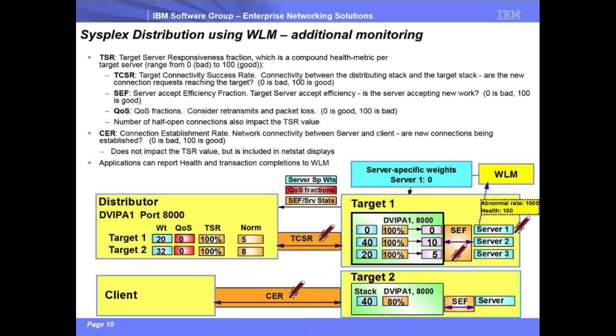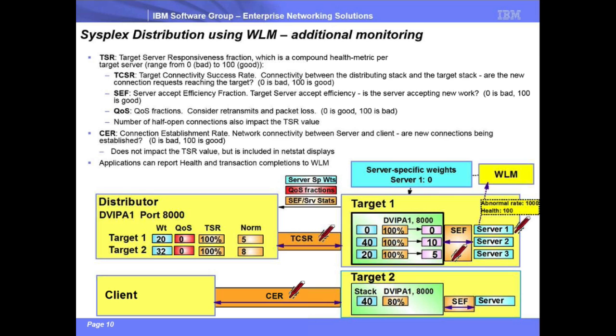In addition, applications, if they're instrumented that way, can report the application health and their transaction completion status to WLM. And the health is basically a percentage between 0 and 100%, with 100% being perfectly healthy, and then an abnormal completion rate, which is an abnormal completion rate per 1,000 transactions. So ideally, you'd want the abnormal completion rate to be 0, meaning there were no abnormal terminations of a transaction after 1,000 transactions were completed.